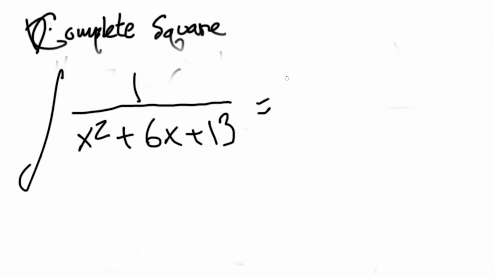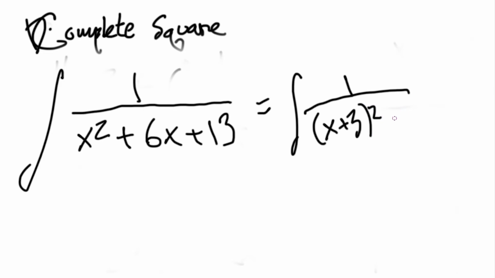The red flags that should go off when you're trying to complete the square is if you see this general form of x squared plus 6x in either the numerator or the denominator, right? And we can rewrite this as 1 over x plus 3 squared plus 4. Why plus 4? Because if we go x squared plus 6x plus 9 minus 9, and then we complete the square, we get x plus 3 squared, minus 9 plus 13. And 13 minus 9 is just 4, right? So we have this form right here.